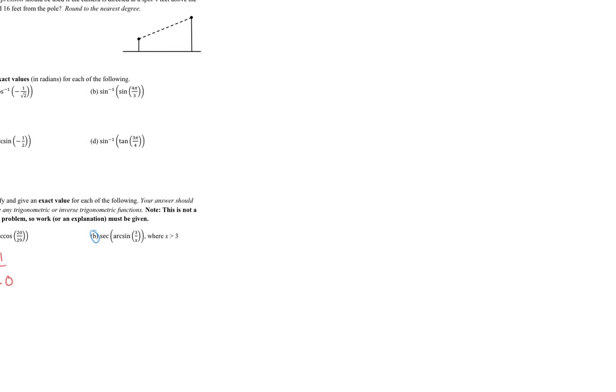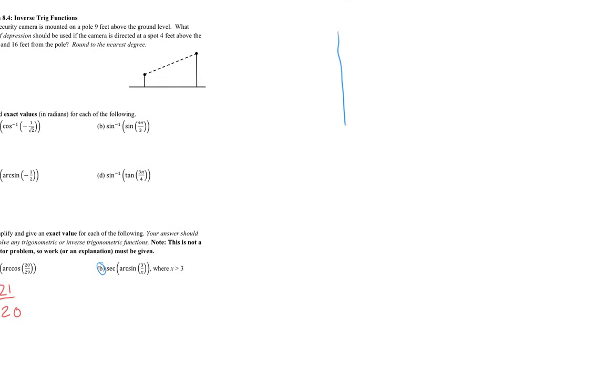So if I have this theta here, we know that our arc sine, so like our sine, is going to be 3 over x. So that is my opposite here, 3, over my hypotenuse, x. So there's our triangle, and we're looking for the secant. The secant is 1 over the cosine. So our cosine is going to be our adjacent over our hypotenuse.